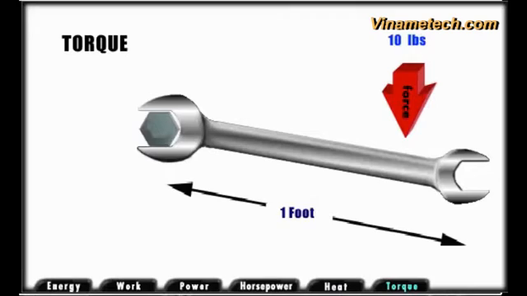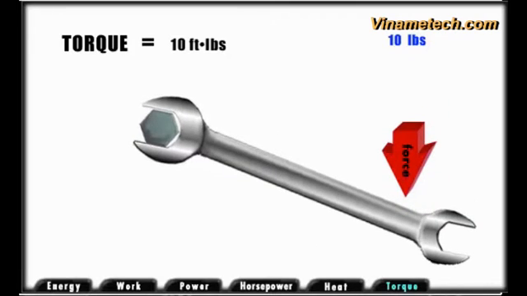Torque is twisting force. It is also measured in foot-pounds. In this illustration, we are producing 10 foot-pounds of torque when we apply 10 pounds of force to a foot-long wrench.